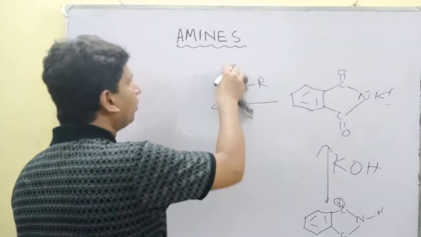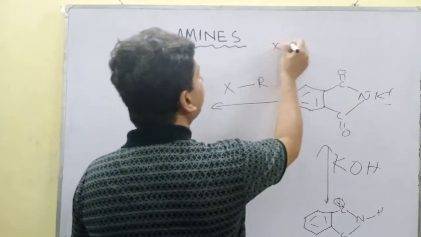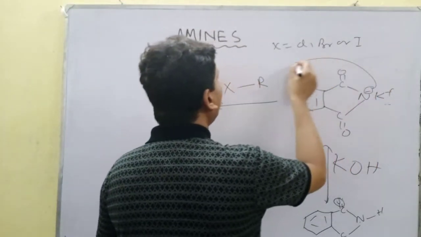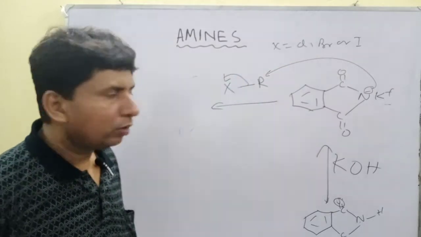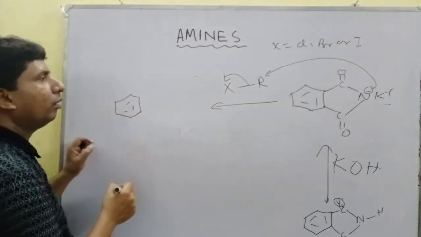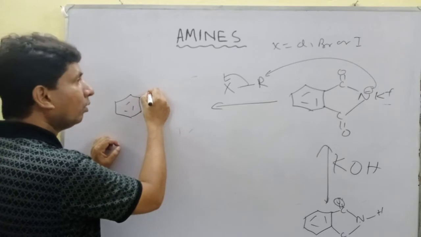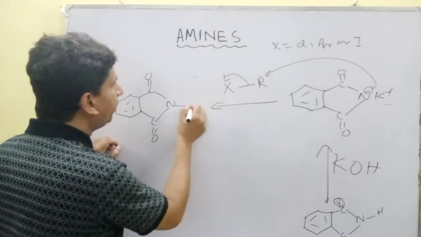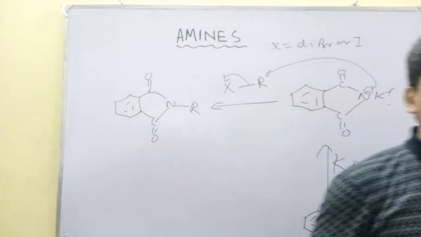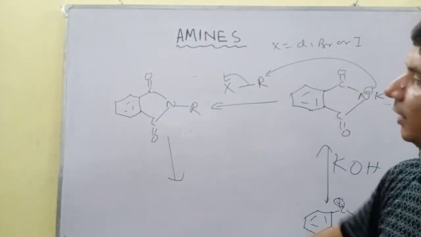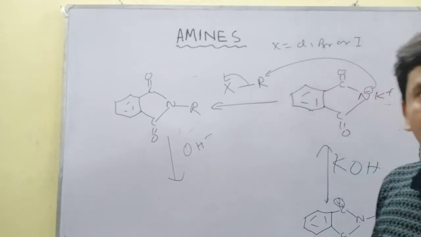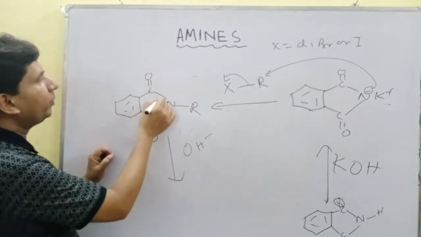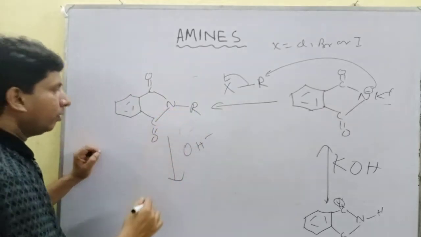RX or RCl, X means halide, X equal to chlorine, bromine or iodine. Then what happens? This negative charge will attack this positive center and the halide will be removed. Then we get N with R attached. Now after hydrolysis, that means if we treat this system with OH minus solution or acid solution, this bond will be removed, that bond will be removed, and this RNH2 will be formed.